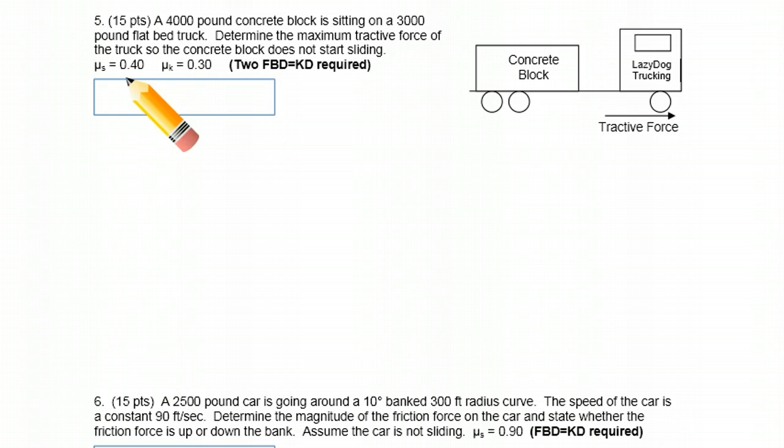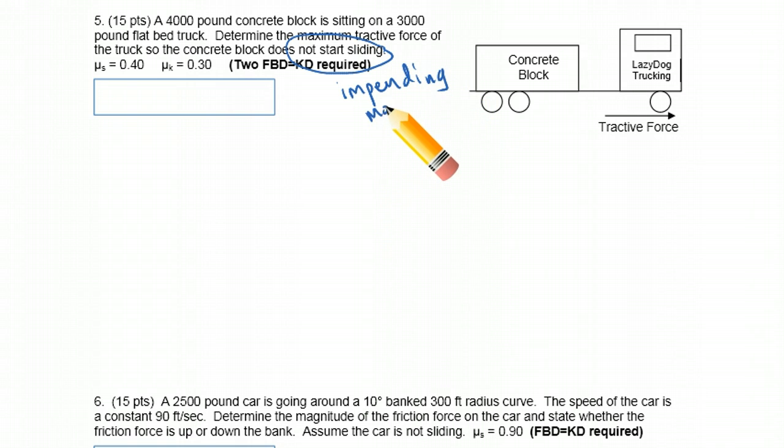We're given mu sub s, mu sub k, and the weights of the two objects. We're told that we're going to need two free body diagram, kinetic diagrams. So let's just figure out what we want to do here. We don't know the tractive force. We know we don't want it to start sliding, so this right here is the key. We want to look at impending motion.